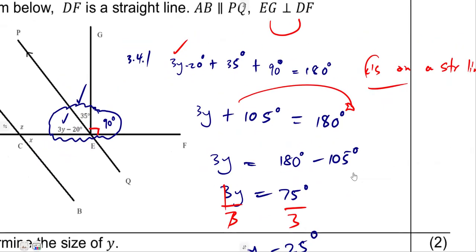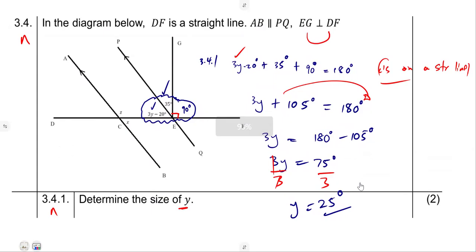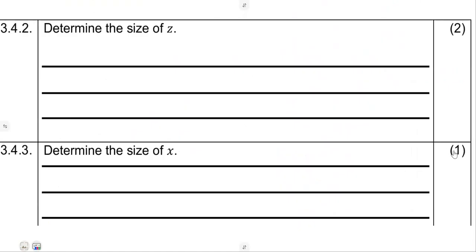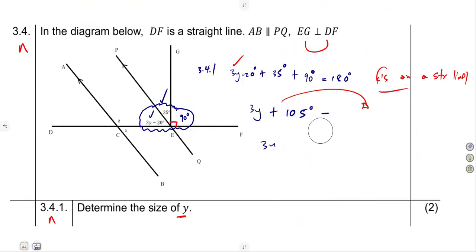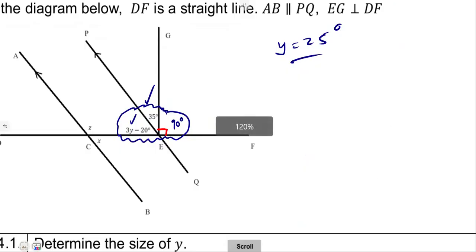All right, so that is how we can play around. It's just an issue of solving the equation now. We have formed an equation, so solve that equation. All right, another part was to determine the size of z, 3.42, size of angle z. As we have calculated the y value, remember we said our y value is 25. So what about z on 3.42? To find z, this is our z here.